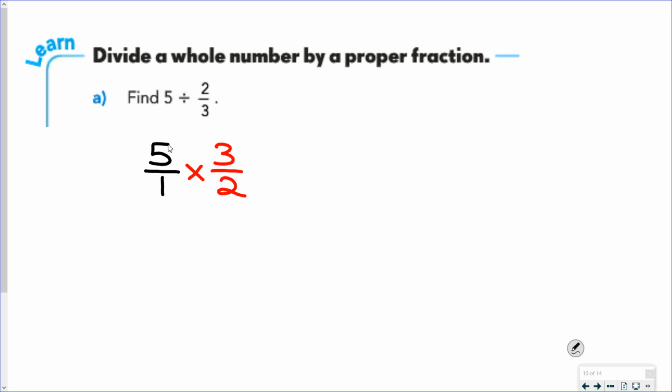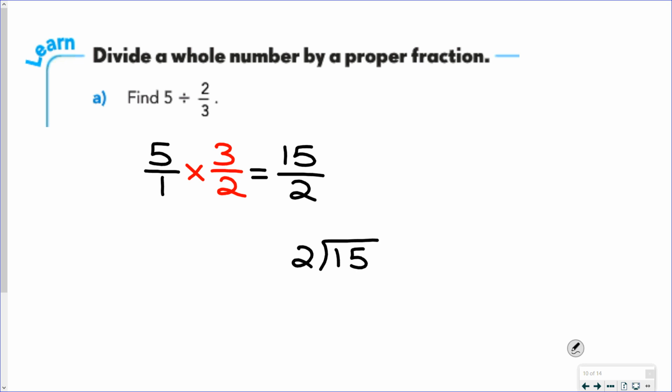Well, we don't have any numerators or denominators that will work to simplify, so we go ahead and do our multiplication. And when multiplying fractions, you multiply the numerators. 5 times 3 is 15. 1 times 2 is 2. So now we have an improper fraction, and with our improper fractions, we must convert them to mixed numbers. So we're going to take 15 and divide it by 2.